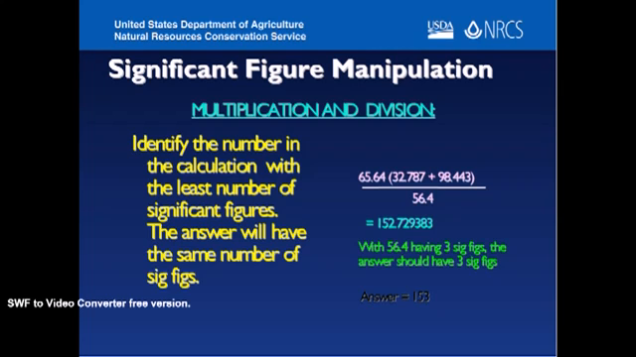Now, with multiplication and division, we have to manipulate the significant figures by identifying the number in the calculation with the least significant figures, and that answer will always have the same number of significant figures. So 65.64 times the total of 32.787 plus 98.443 divided by 56.4 is equal to 152.729383. 56.4 has 3 significant figures. That's our smallest number with significant figures. So then we have to round off 152.729383 to 3 significant figures, which causes us to round it to 153. That's our answer.